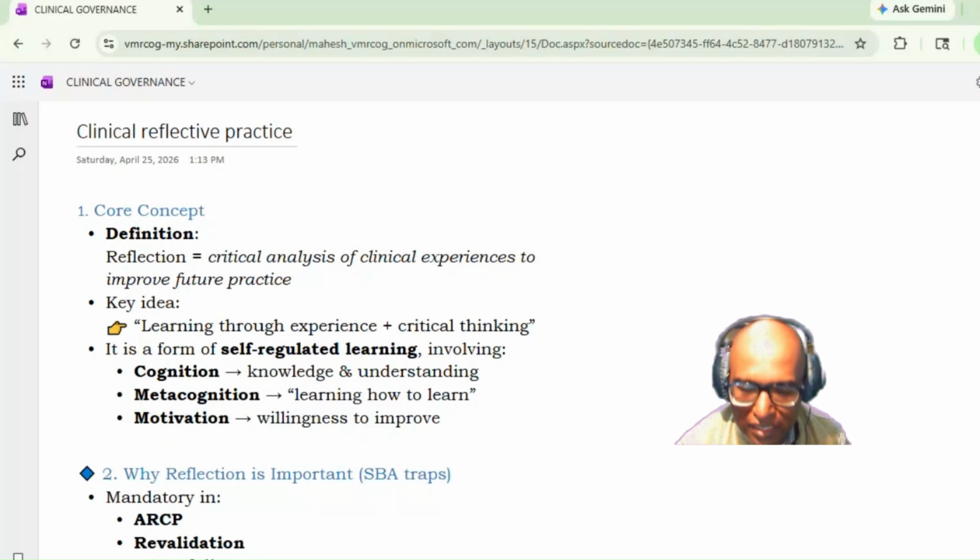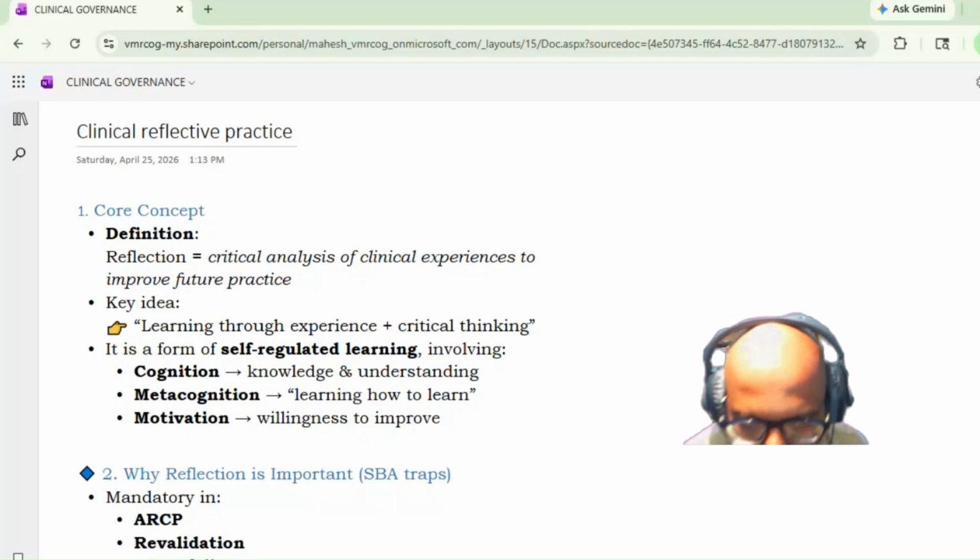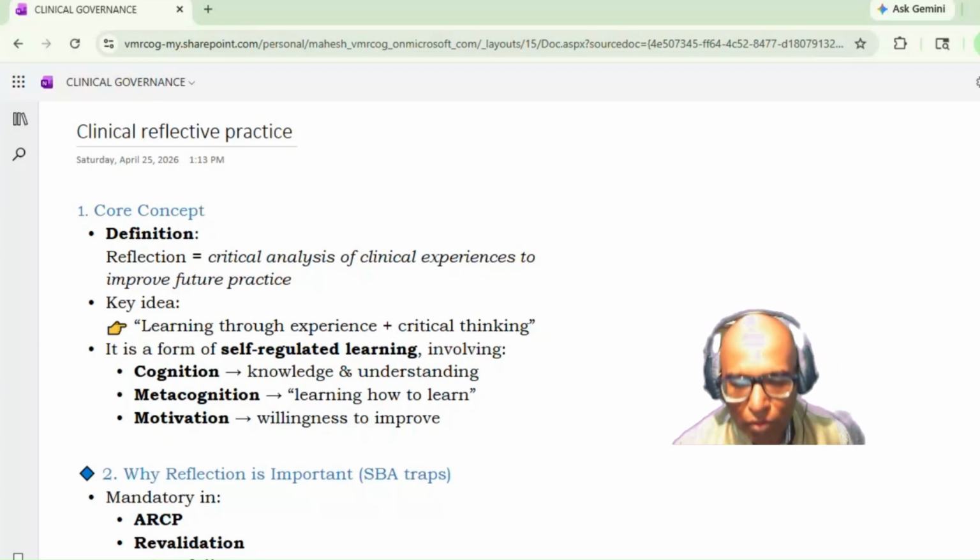And it is a part of the curriculum also. It is a part of the portfolio of the trainee. So it is very important. It is required for revalidation also. So it is a critical analysis of clinical experiences to improve future practice.